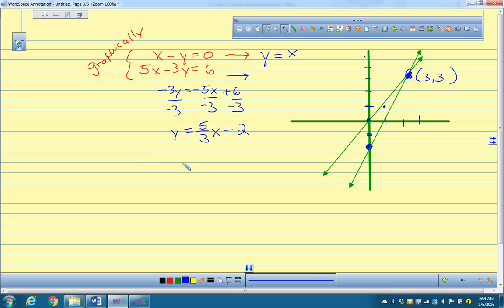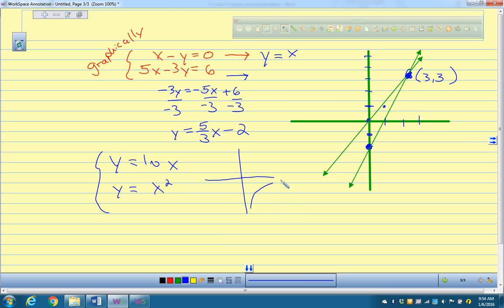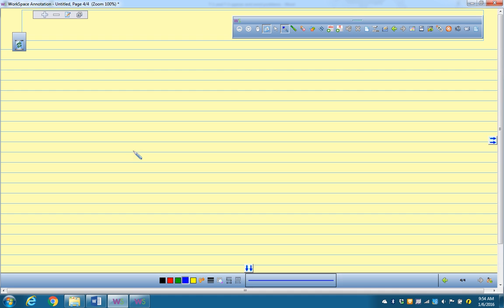Because sometimes in your homework, you might see something like this: y equals ln x. Solve this system. Y equals ln x and y equals x squared. There's really no way to solve those algebraically. So you would have to graph y equals ln x, which kind of looks like this, and y equals x squared, which looks like this. So those wouldn't have a solution, right? You'd end up with something different. How would you solve a system like this? I'm going to let you guys talk to each other for a minute.